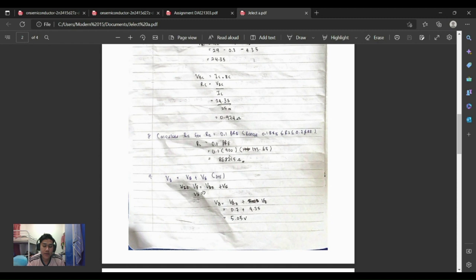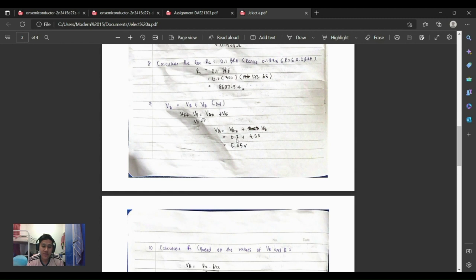So for the VE, the formula is IE RE. So RE equal to VE over IE. So the answer is 103.65 ohm. So for question 7, calculate RC based on VRC equal to VCC minus VCE minus VE.